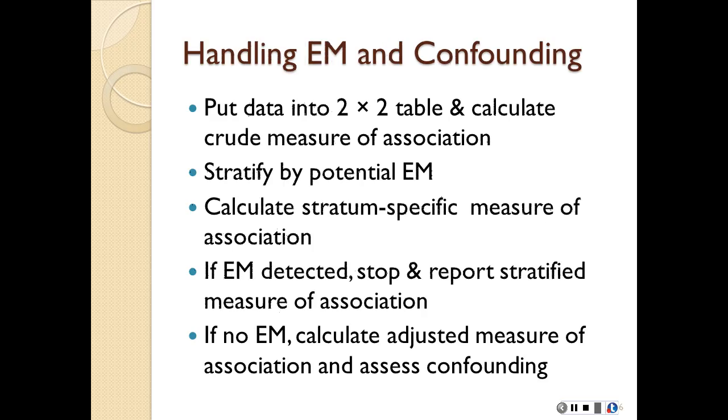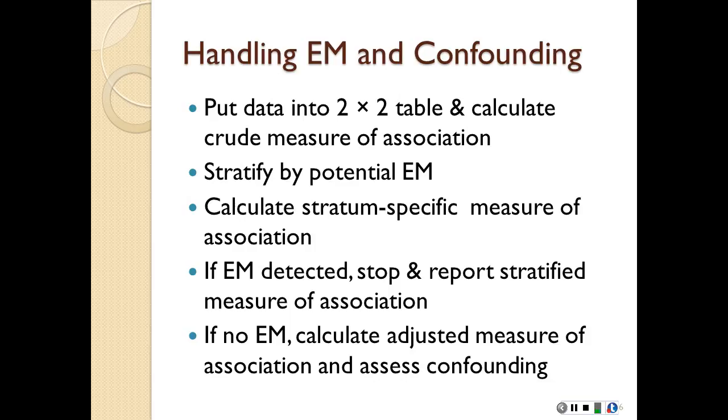Alright. Final summation. In general, when you're starting, you're going to have an idea. You'll think, okay, I think this variable is a confounder. I think this variable is an effect modifier. But we assess them using similar steps. We always start by putting our data into a 2x2 table and calculating our crude measure of association, our crude odds ratio or our crude risk ratio. You always start there because you want to know what the original estimate is.